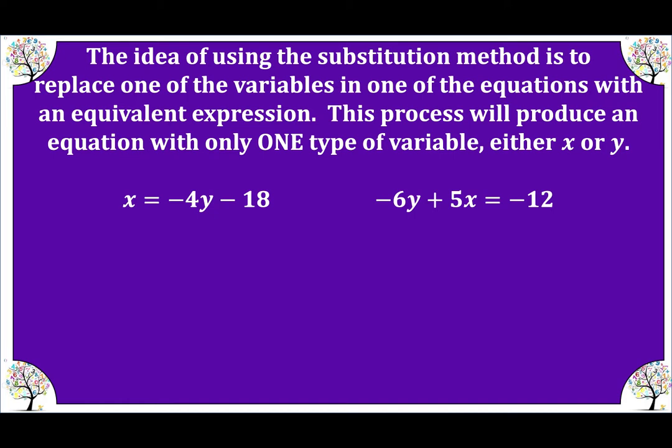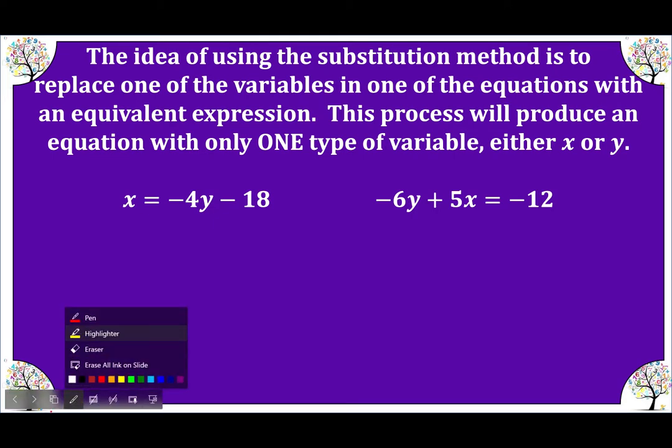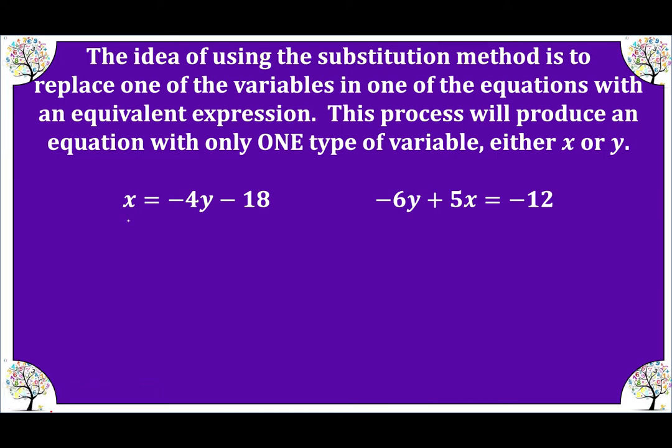So you can see here we have two equations. This is our system. One of our equations is x equals negative 4y minus 18, and the other equation is negative 6y plus 5x equals negative 12. Now, again, the whole idea is to take part of the expression of one equation and substitute it in for a variable in the other equation.